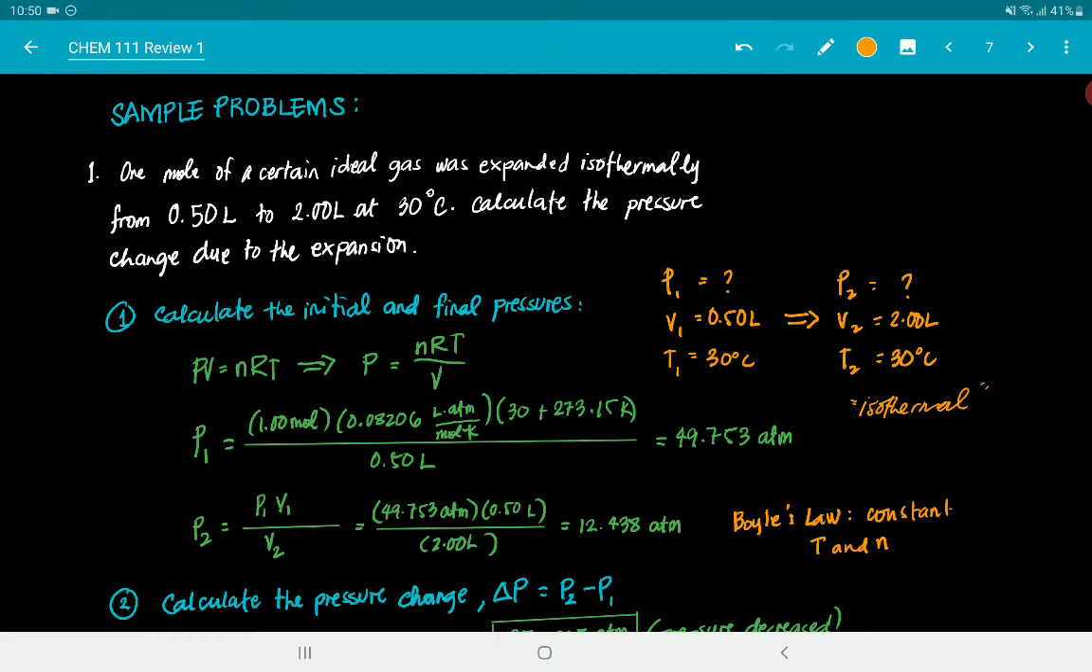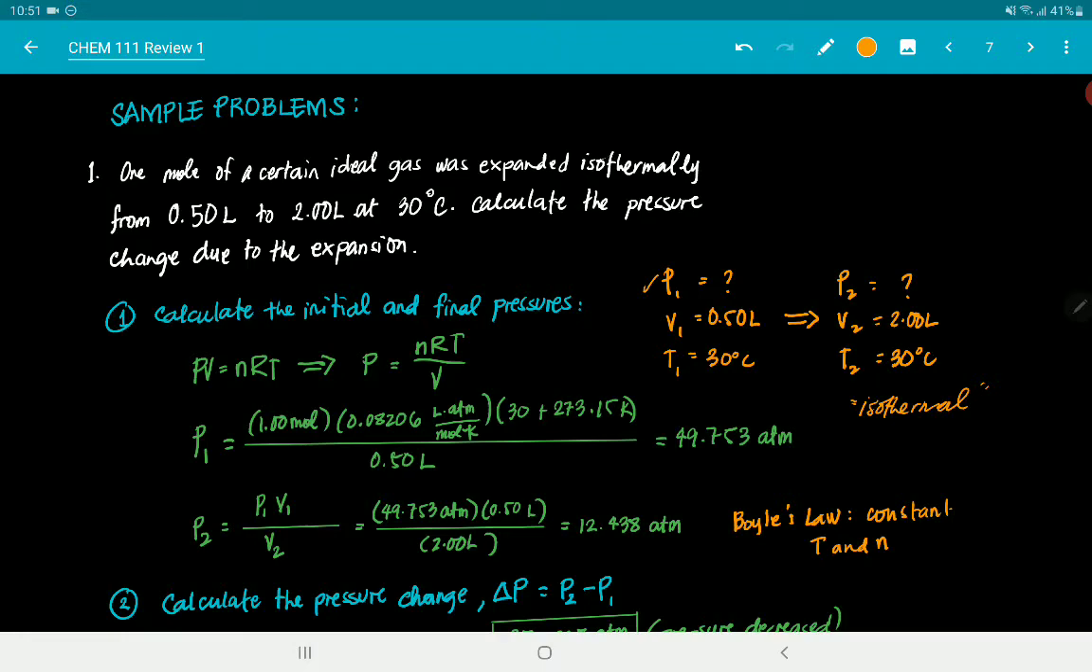So, we can actually use Boyle's law in the situation. However, let's calculate the initial and final pressures first. So, to calculate the initial pressure, you just use the P equals nRT over V derived from PV equals nRT. So, P1, that's the initial pressure here, is equal to 1 mole times the gas constant 0.08206 times 30 plus 273.15 to convert the degrees Celsius to degrees Kelvin, over 0.5, is equal to 49.753 atm.